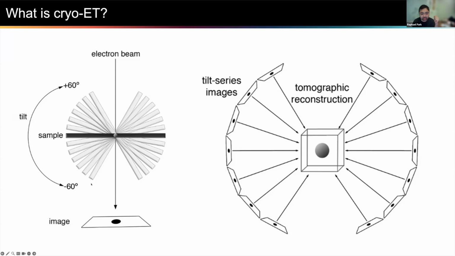Once you have those 2D image stacks, we call it a tilt series. We project it back and reconstruct what we call a tomogram. The tomogram is a 3D view of your specimen.